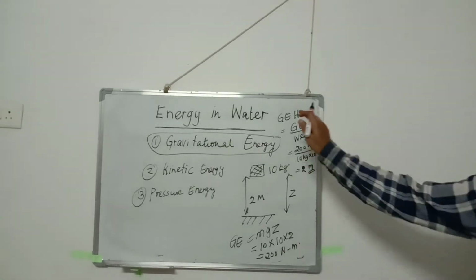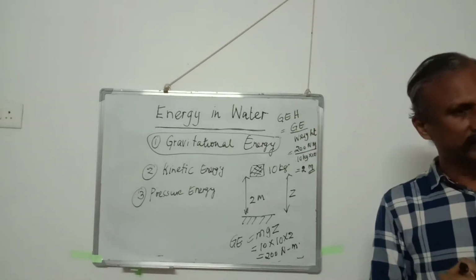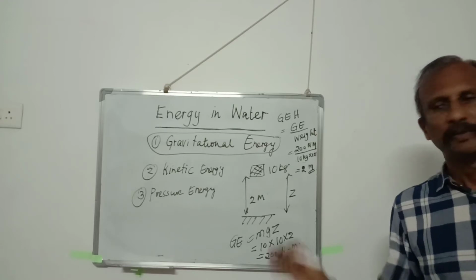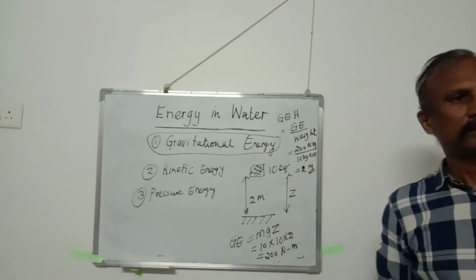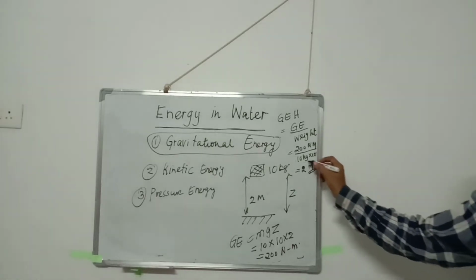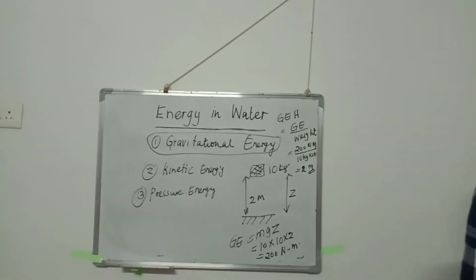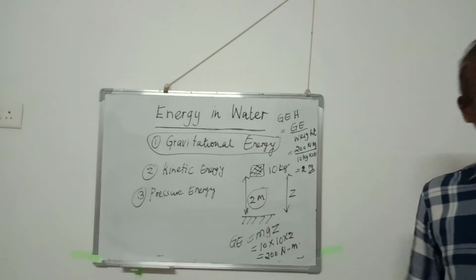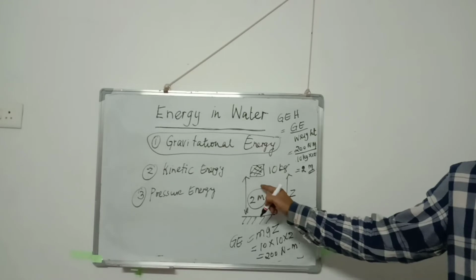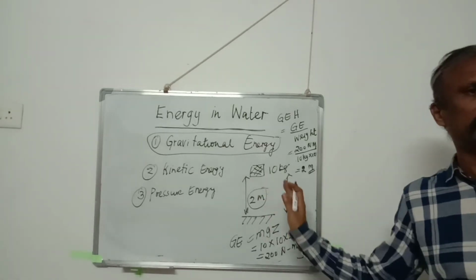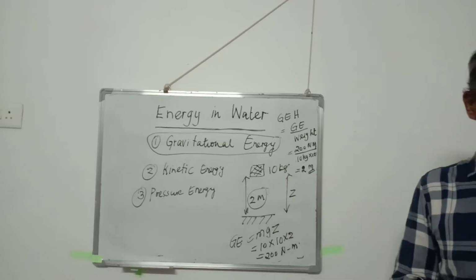So gravitational energy head is defined as the gravitational energy possessed by the body per unit weight of the body. If you calculate the gravitational energy head of this body, what you get is just the height of the body. If you just find out the height of the body, then you are able to get the gravitational energy head.